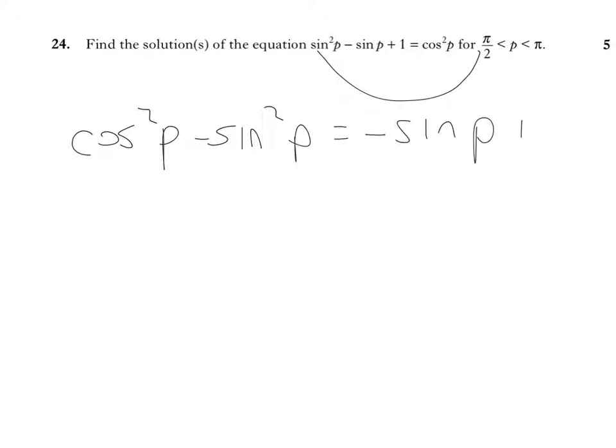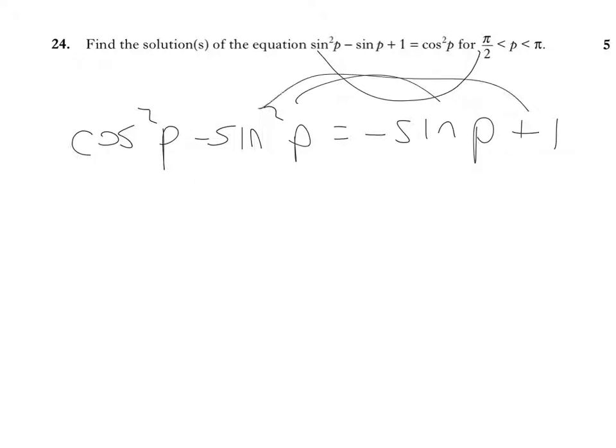Section 6, question 5. Find the solutions of the equation sin squared p minus sin p plus 1 equals cos squared p between pi over 2 and pi for p. Okay, so I'm going to first of all bring that across, change sign, and I'll get cos squared p minus sin squared p is equal to minus sin p plus 1.